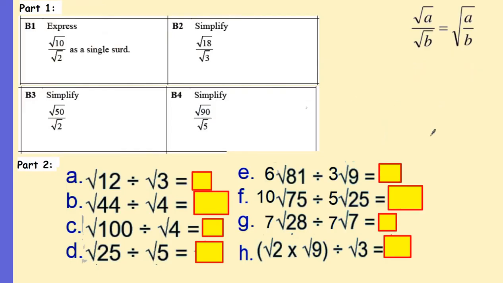In your light blue books, can you please pause the video for 10 to 15 minutes and have a go at these questions for me, using your rule of surds that I've put in the top corner for you to help you out. Pause the video now.